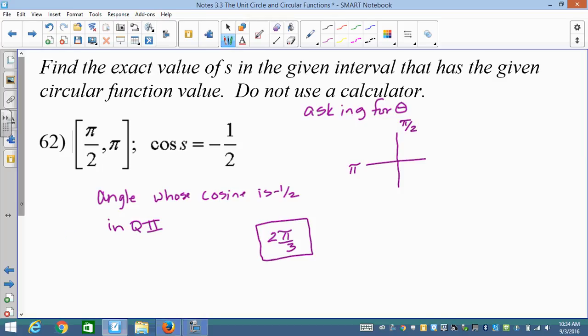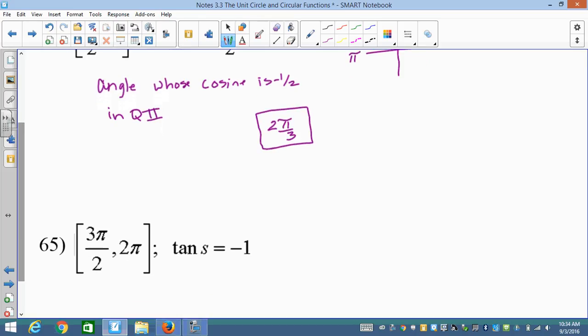They're very specific of where they wanted you to find that angle. Okay, the next one. So I'm going to draw the grid again so I get the picture of where they're telling me to look. 3 pi over 2 and 2 pi. Well, this is 2 pi, and this is 3 pi over 2. So I'm in quadrant 4.